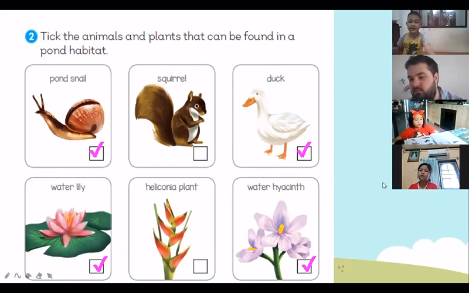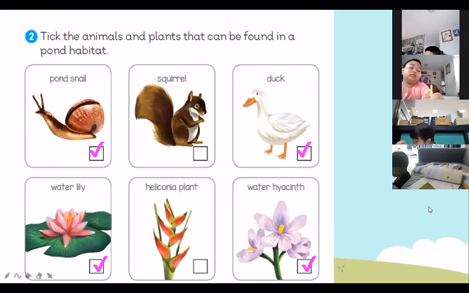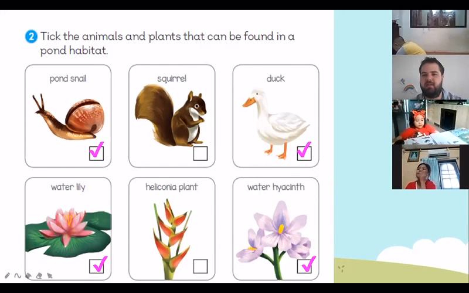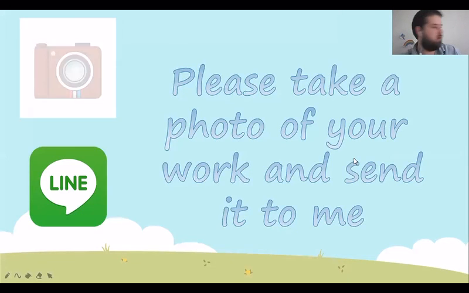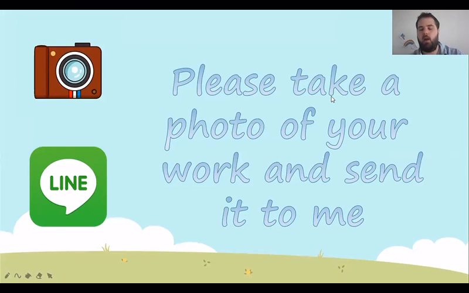Very good, very good. Okay, let's have a look. I think, yes, that is all for science. We're done with science. Please take photos and send them to me.